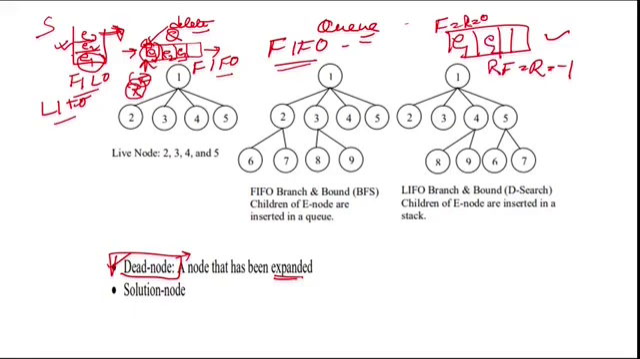But the rear pointer will increment, the front pointer will stay here only. Next time E2 is inserted here, but if you want to delete it, you have to delete E1 first. So that is the catch of Q.